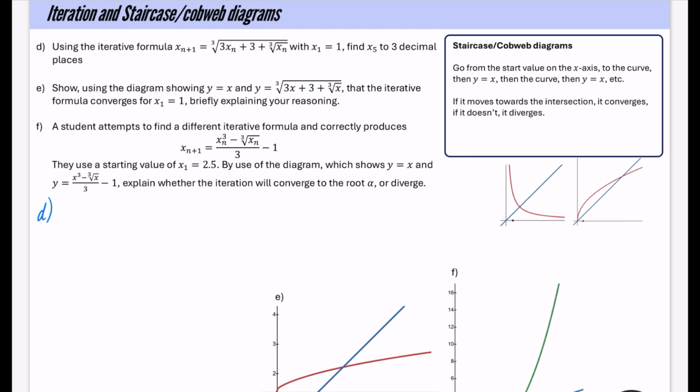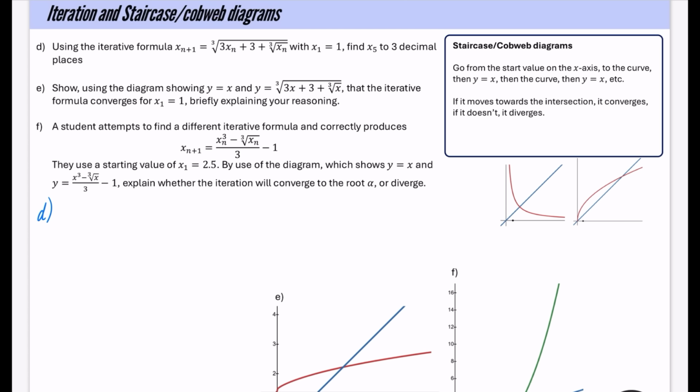So x3 is 2.1530... I'm going to do x4, which is 2.2070. You can see how it's getting closer to our 2.222, and x5 is equal to 2.219. And what did they want it to? 3 decimal places, and this is to 3 decimal places.